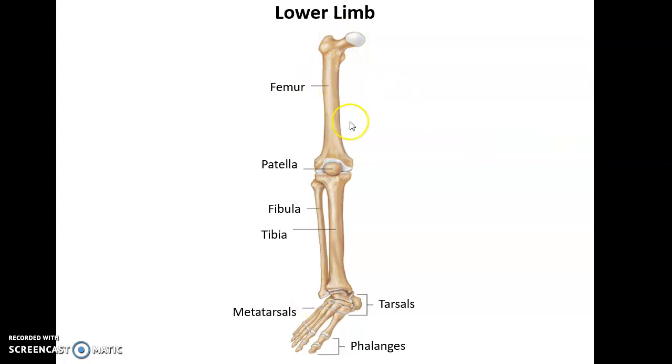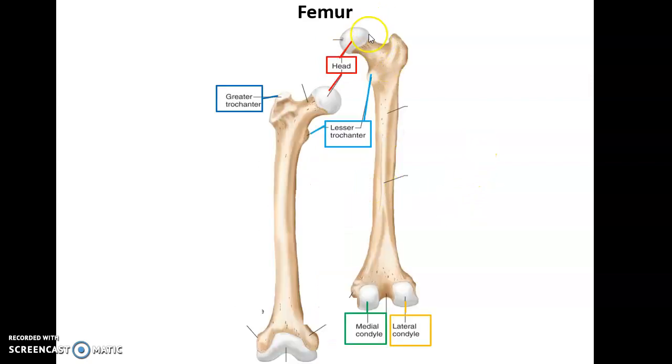Here's the lower limbs: the femur, patella, tibia, fibula, tarsals, metatarsals, and phalanges. The femur, the largest bone of the body, is found in the thigh. It has this smooth rounded knob, called the head. The head fits into the acetabulum of the os coxae.